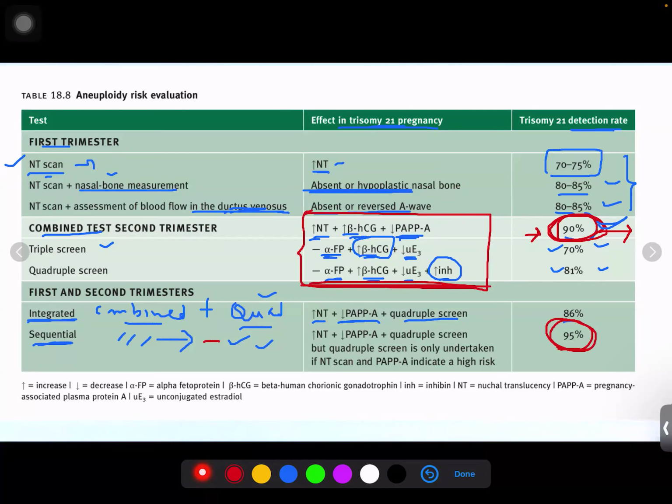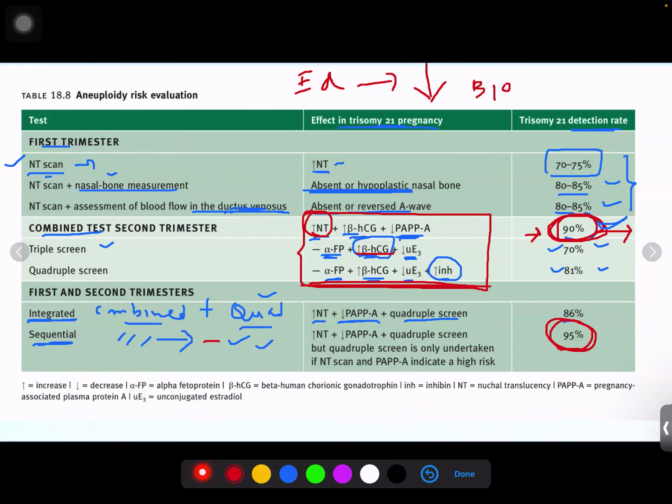One thing is very easy: in Edward, everything is reduced. You don't need to remember anything. Everything is reduced, not anti. Anti is already anti, it will be raised. All biochemical markers are reduced, like inhibin reduced, estriol reduced, beta-HCG reduced.